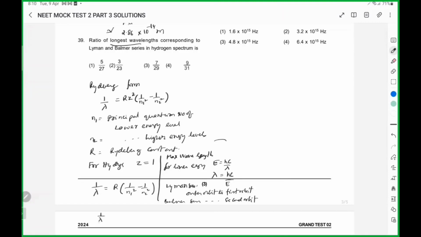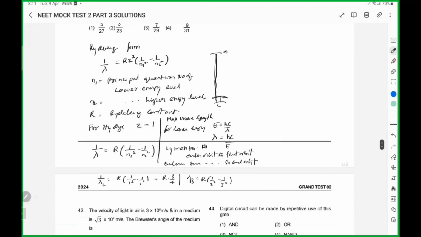So in case of Lyman series, 1 by 1 square minus 1 by 2 square, which is R into 3 by 4. In case of Balmer series, 1 by 2 square minus 1 by 3 square, from lower energy level to higher energy level. In this case, energy transfer will be maximum, wavelength will be minimum. So from first orbit to second orbit, energy is minimum, wavelength is maximum.